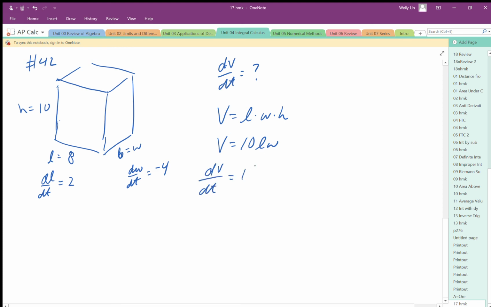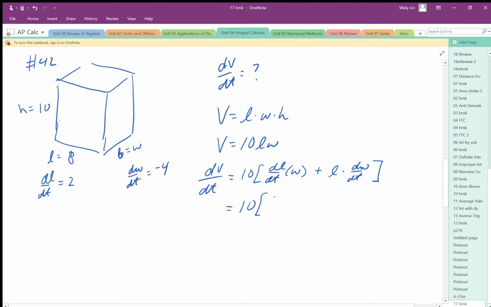Since this is a product, I need to apply the product rule. So the derivative of L is dL/dt times the width, plus L times the derivative of W, which is dW/dt. Okay, so there we go. So I have all these parts. These are all parts that are given to me, so I just need to plug it in.